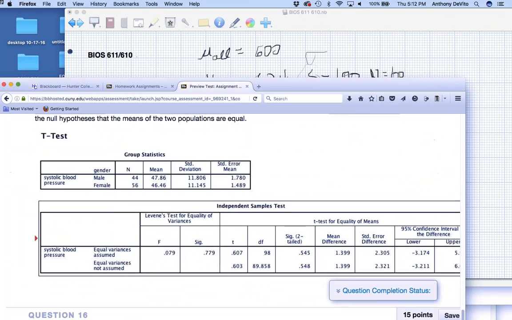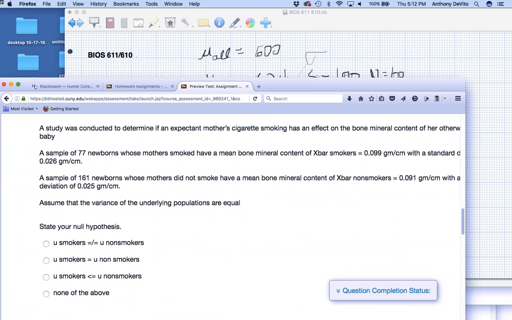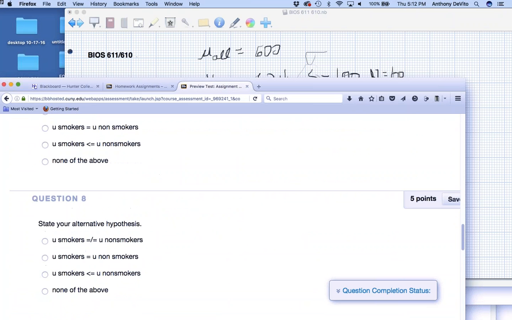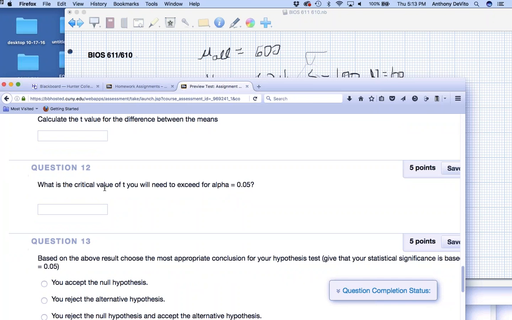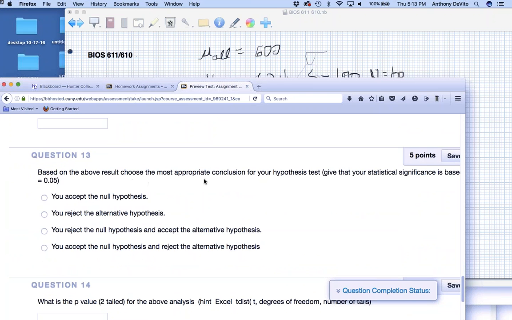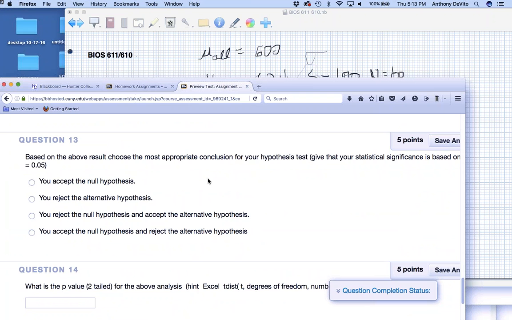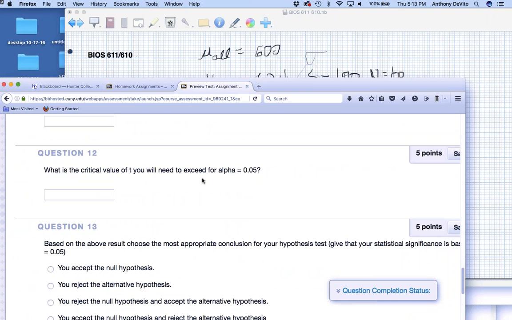You can actually use SPSS or Excel to calculate it. Now, let's see. The calculated value of t comes out to, let's say, 2, 2.5, or 3. What's the critical value? I'm going to call that 1.97. Based on the above result, what's the most appropriate conclusion? Well, let's say it comes out to be 2.5.